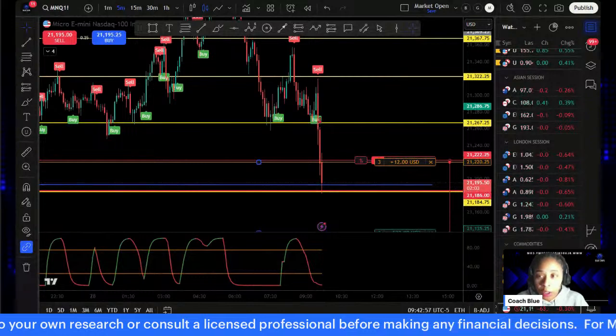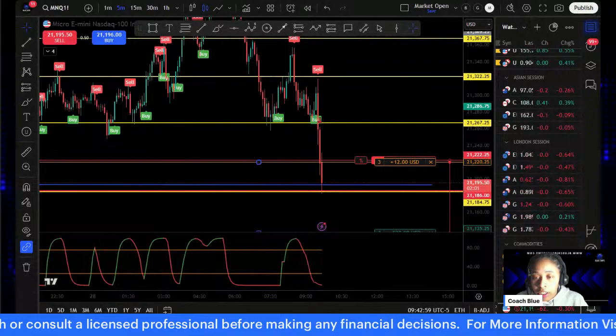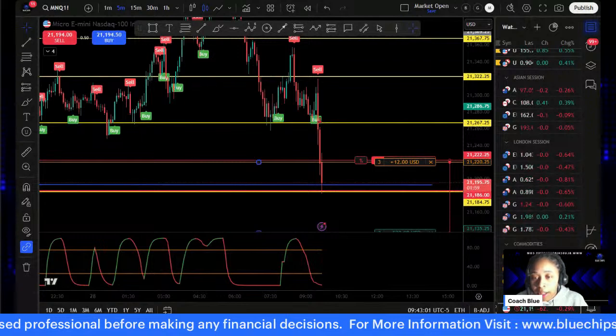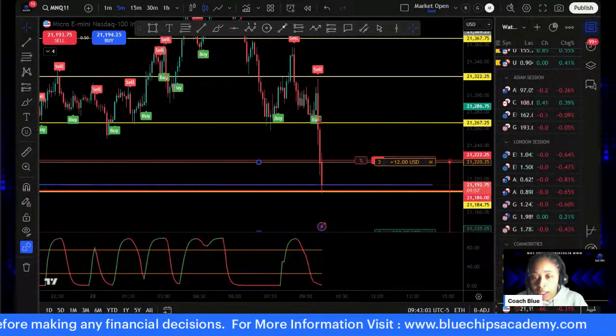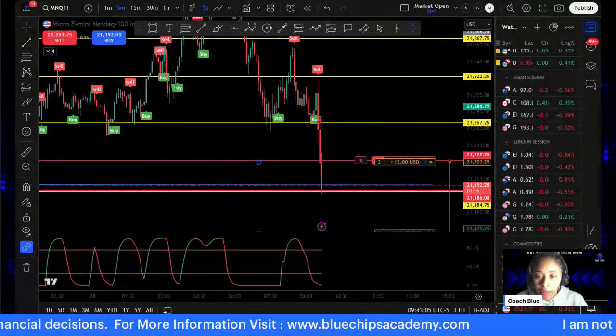Great trade, great sale. You guys should be locked in, and it looks like we might be able to hit TP2 as well. Let's see how much momentum the sellers have for the rest of the morning.